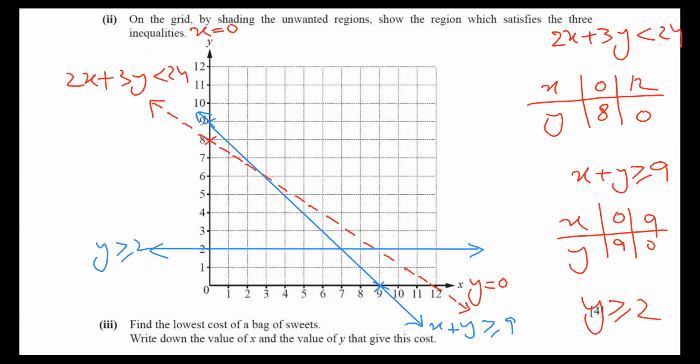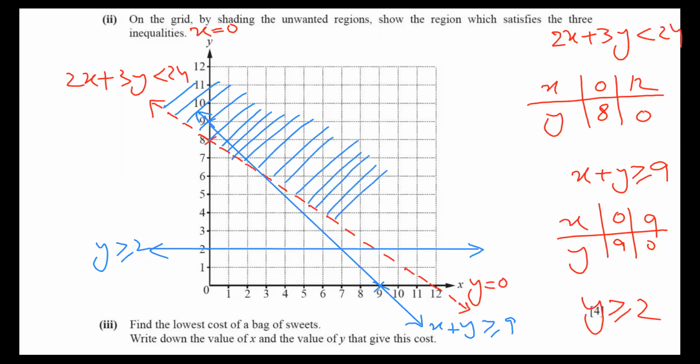But the question said shade unwanted. The wanted region is below, so I will shade the unwanted region, above the dotted line. So look, I'm shading. No need to shade the full diagram. I have seen some students shade the full diagram. No need for that. This is enough. That's it. Okay, now let's move on.